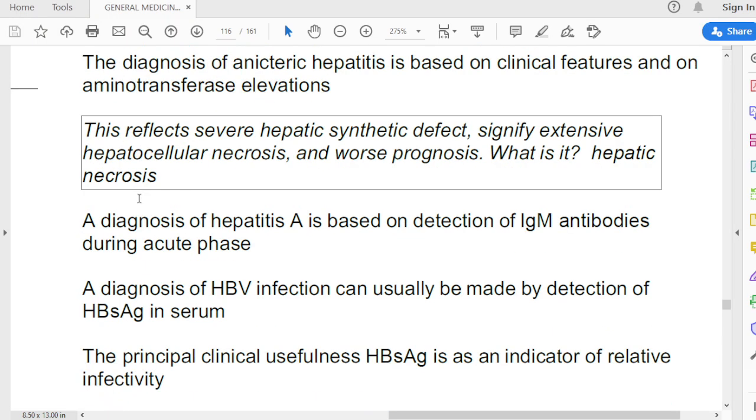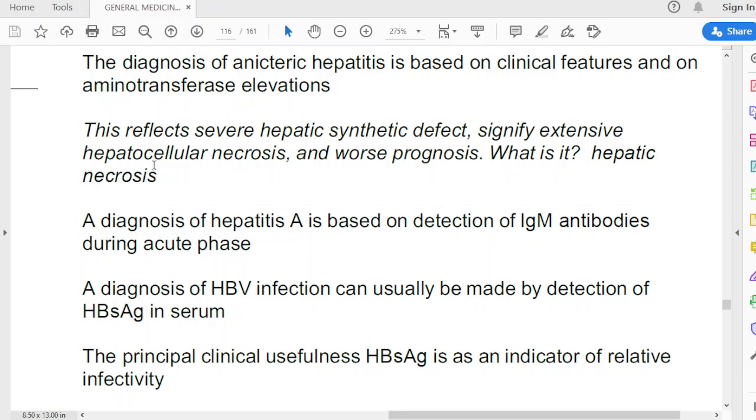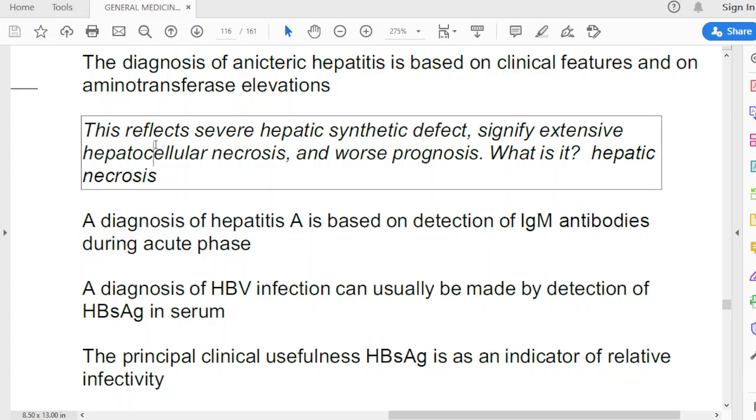This reflects severe hepatic synthetic defect, signifies extensive hepatocellular necrosis, and worse prognosis. What is it? Hepatic necrosis.